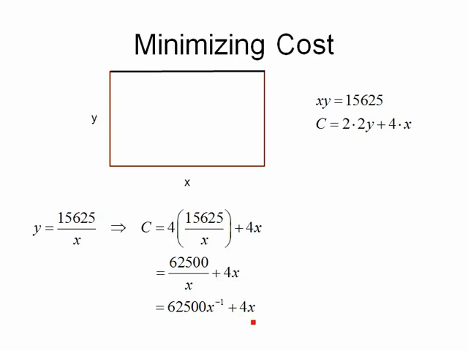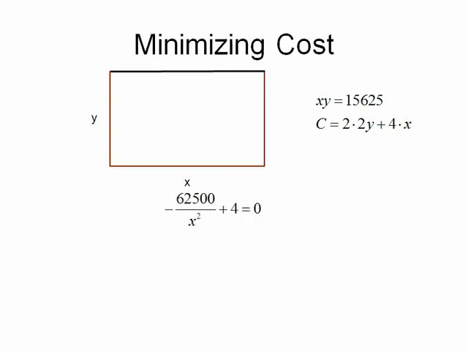And all I need to do here is use the power rule. So when I take the derivative of the x to the negative 1, it gives me negative 62,500 x to the negative 2. And the derivative of the 4x is simply 4. I'll bring that x to the negative 2 downstairs as an x squared. So what I now have is negative 62,500 divided by x squared plus 4. And now I need to find the critical point of that.